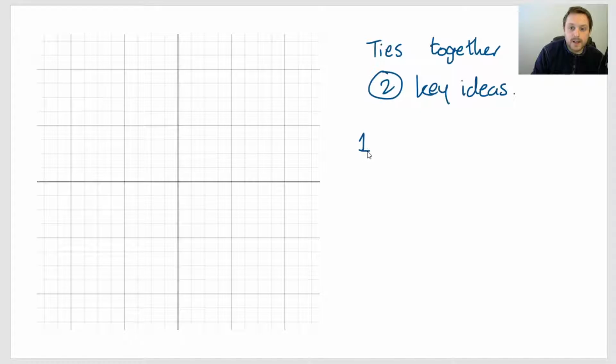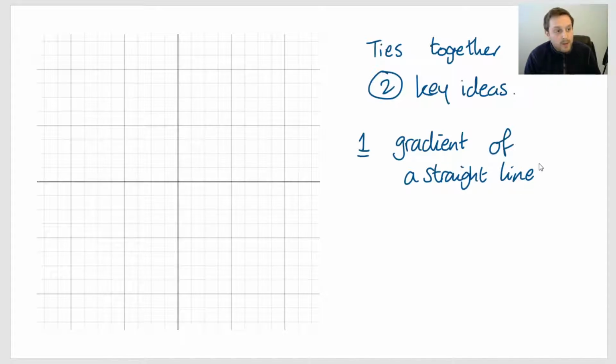The first idea is the idea of a gradient of a straight line. Now, I have a playlist that I made back in June 2020 that talks all about the gradient of a straight line. I shared that on numerous occasions on Teams. So I would have hoped that most people have watched this series of videos. It will also be linked down in the description of this video. But I will say something about it now.